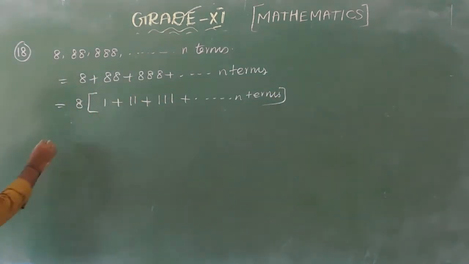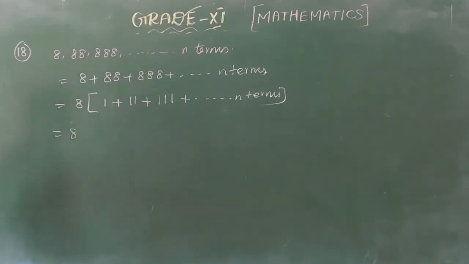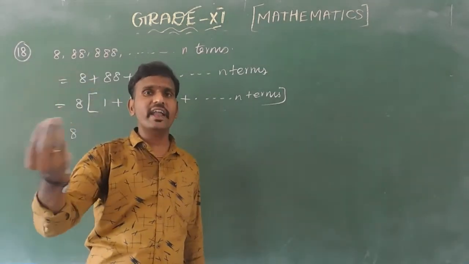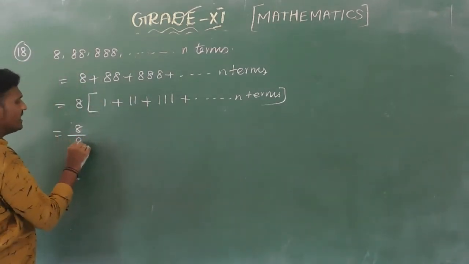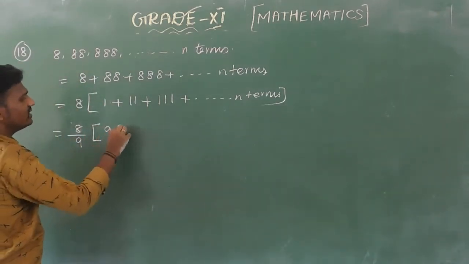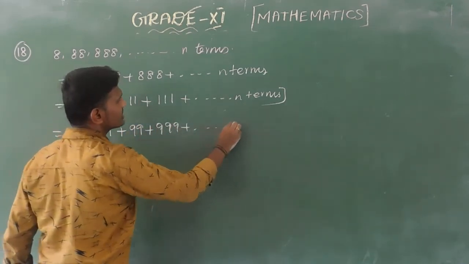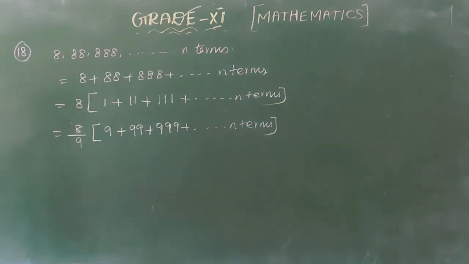Yes students, now 8 into, see, one step I am going to do, it is very important, listen carefully. The number 9 which is multiplied and divided by all the terms of the sequence to get 8 by 9 into 9 plus 99 plus 999 plus up to n terms. Have you got it children?